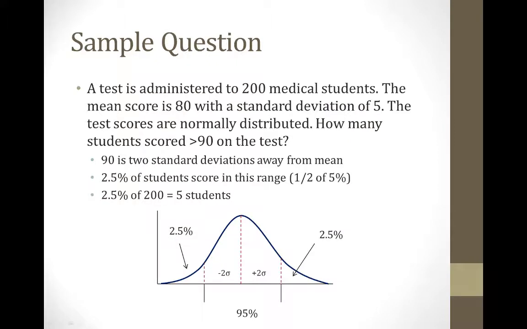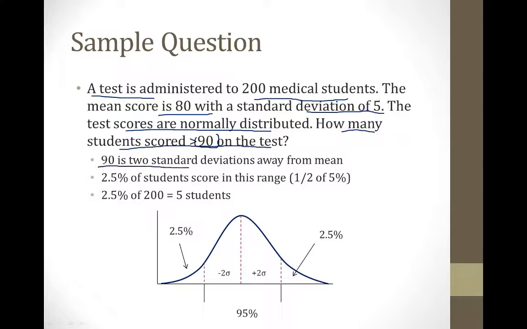So let me give you an example of how this kind of information might show up on an exam. Imagine that a test is administered to 200 medical students. The mean score is 80 with a standard deviation of 5. The test scores are normally distributed. How many students scored greater than 90 on the test? Well, the first thing we need to figure out is how far away from the mean 90 is.